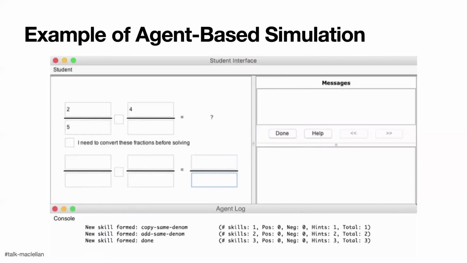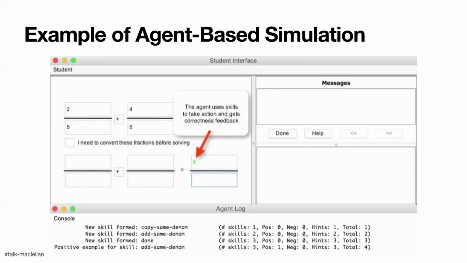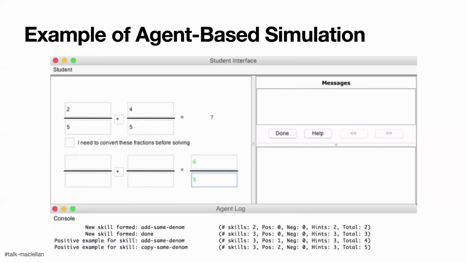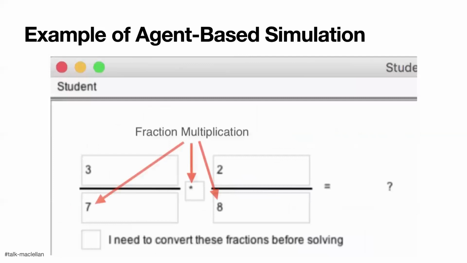So then we give it another fraction addition problem with the same denominators. In this case, it's using the skills that it just learned. So it tries applying those skills and taking some actions within the environment, and it's getting correctness feedback. So it gets the steps correct, and the tutor marks them green to let it know that it got those correct.